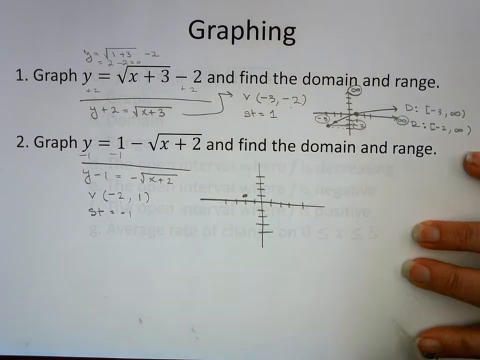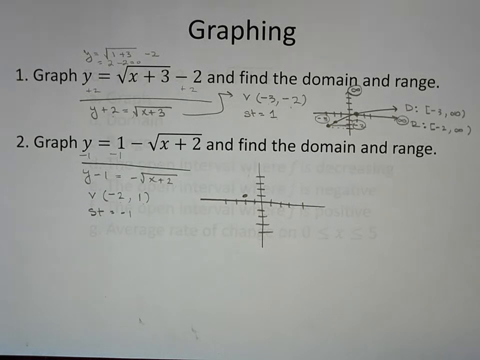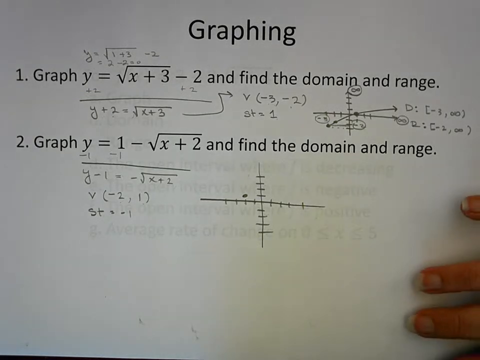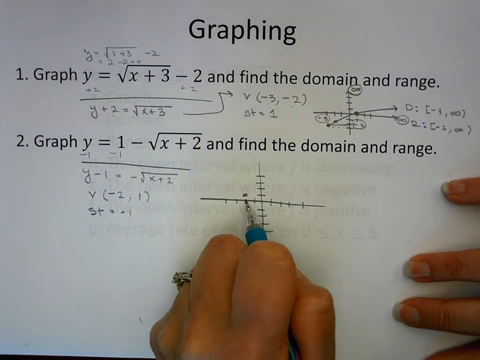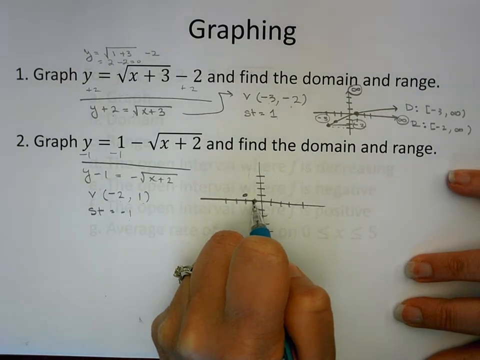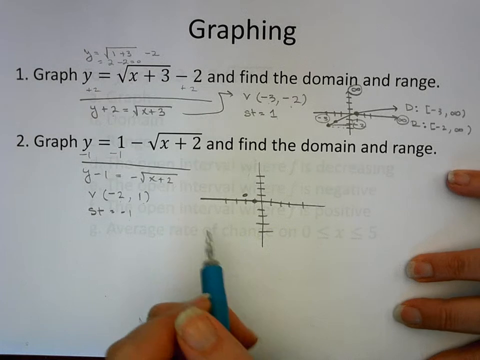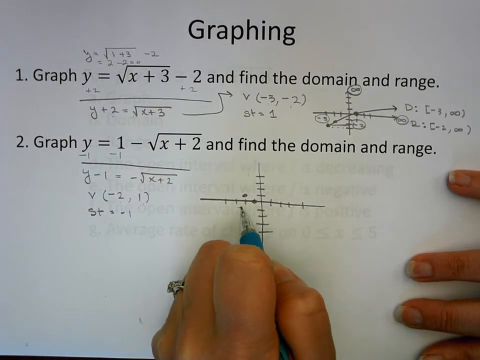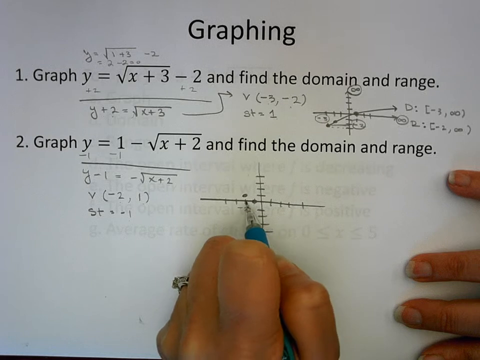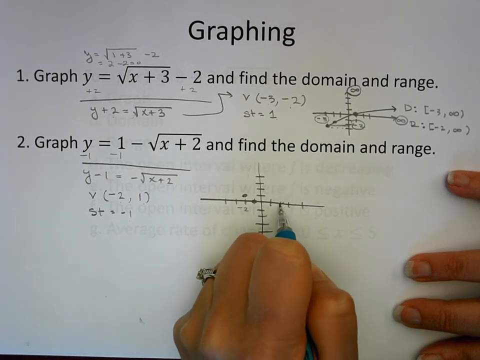So there's my vertex, and I need 3 points though to graph. So my first point is always coming from my vertex, my second point from my stretch. So from my vertex, I'm going to go down 1 and then to the right 1. And then to find my third point, from my vertex at -2, I'm going to go to the right 4. So 1, 2, 3, 4.